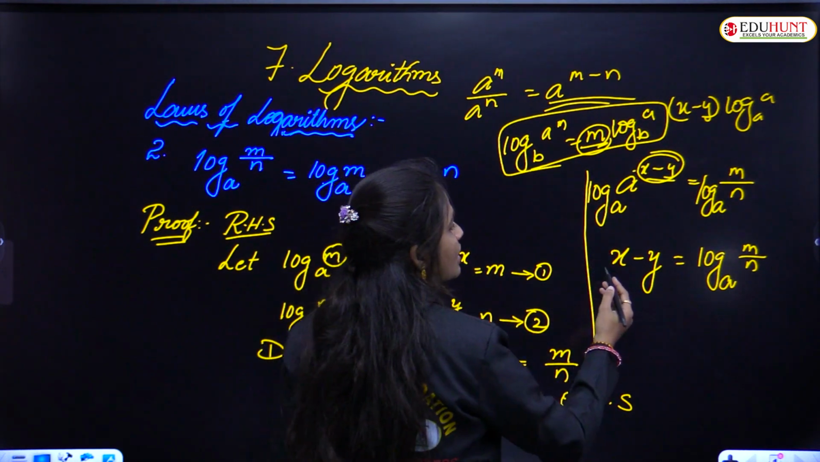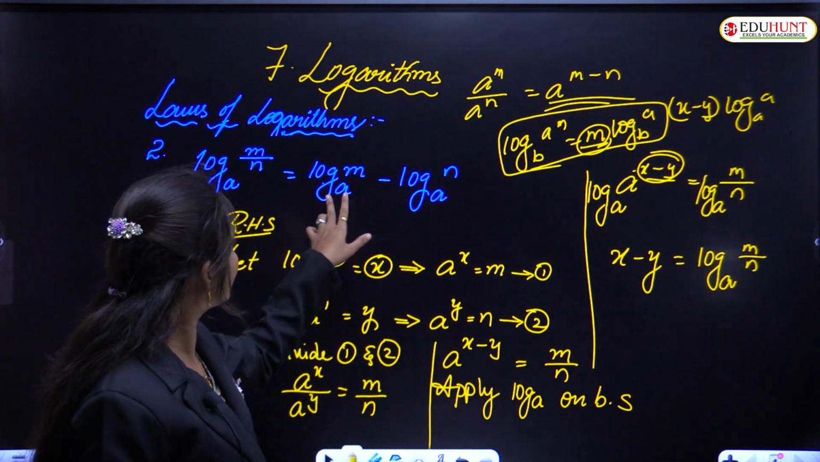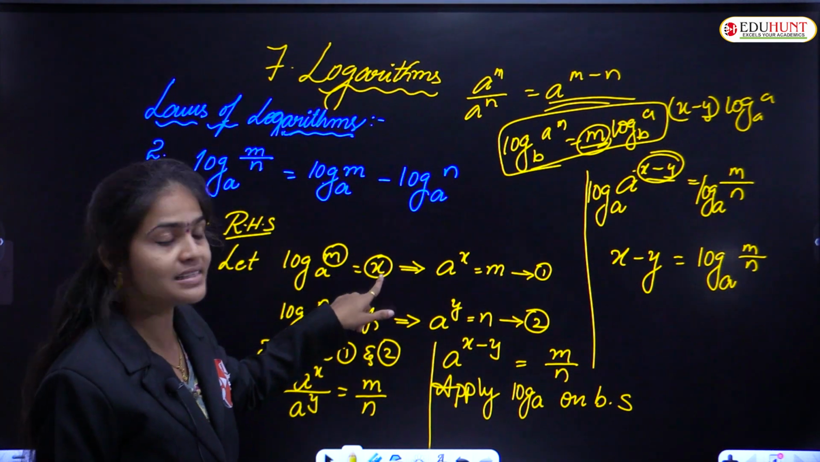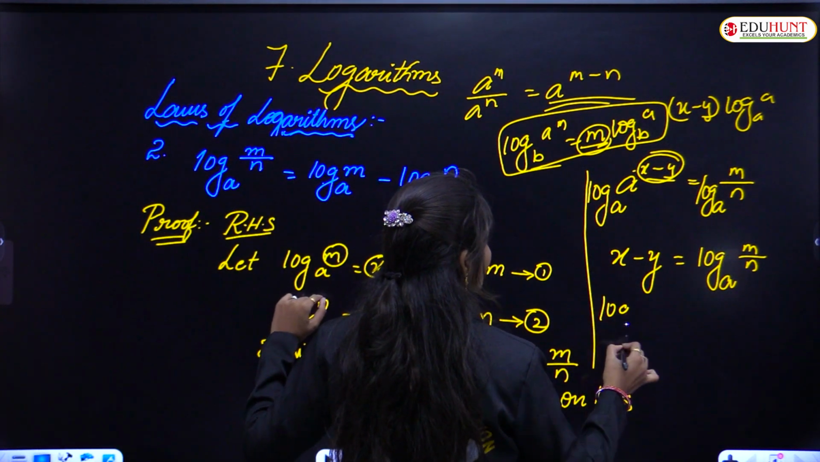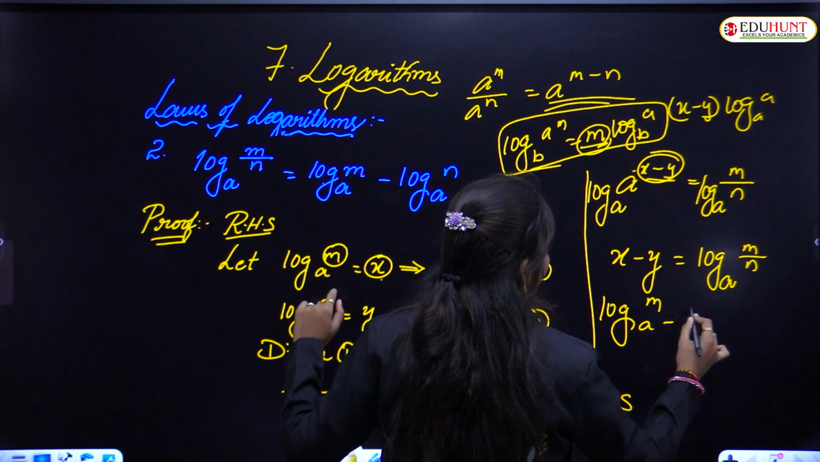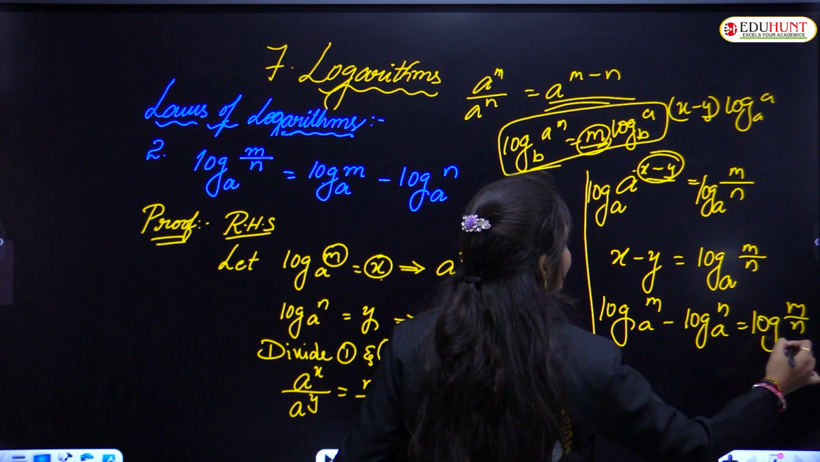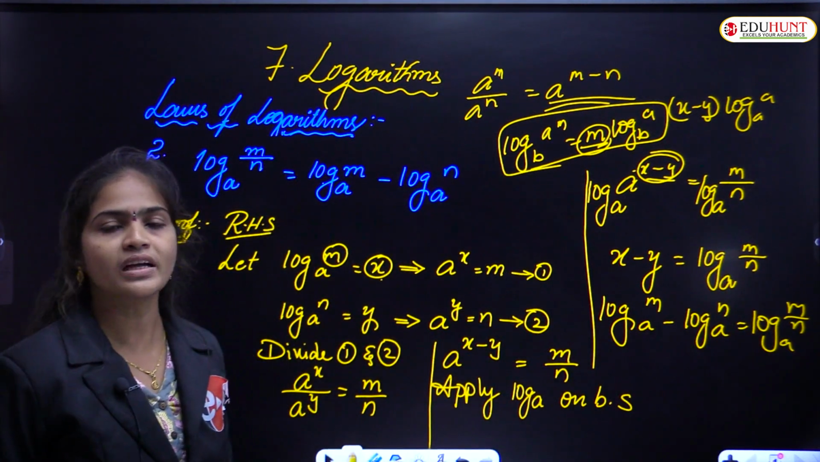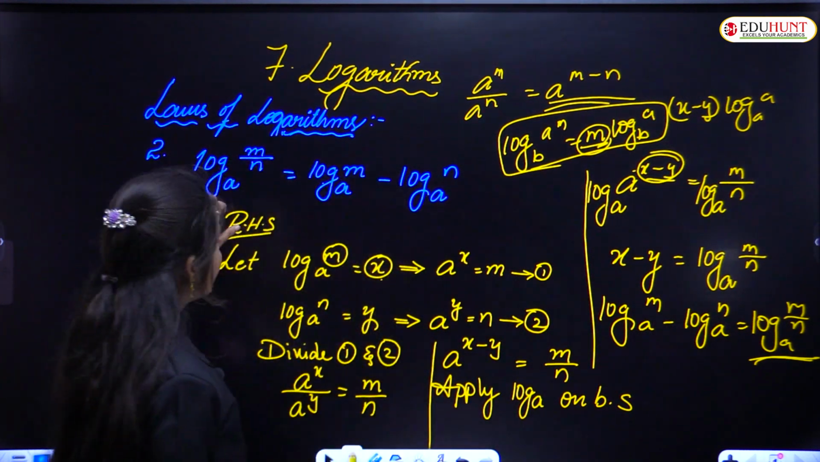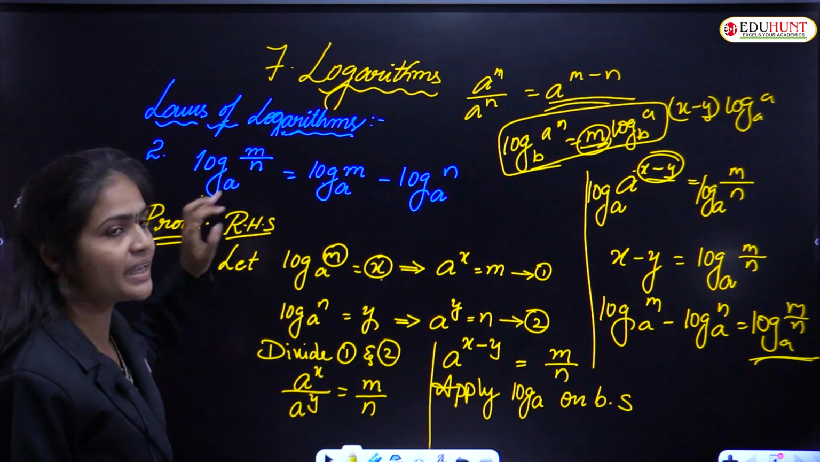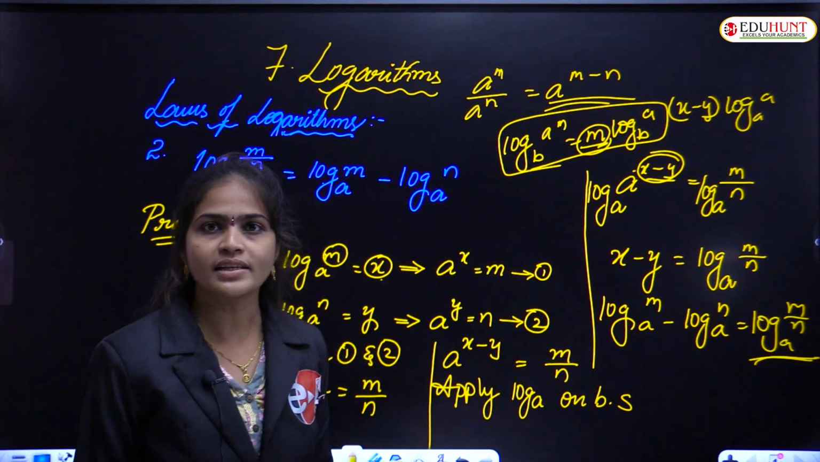So x minus y equals log m by n to the base a. And we know the x and y values, since we already took x as log m to the base a. So write that value here: log m to the base a minus log n to the base a, which equals log m by n to the base a. The RHS equals what we are getting here as the LHS, which is log m by n to the base a. Is it clear? So LHS equals RHS. Did you understand this one?